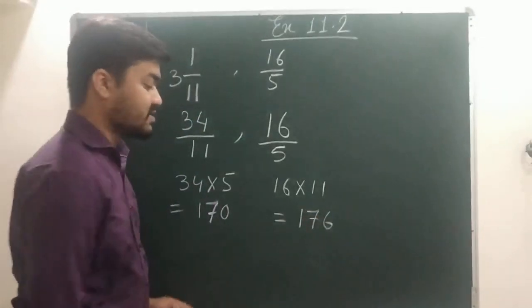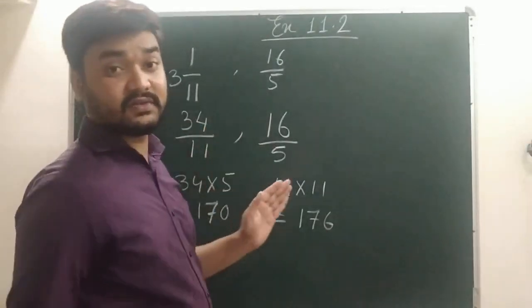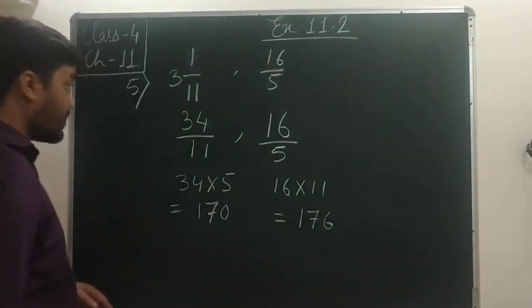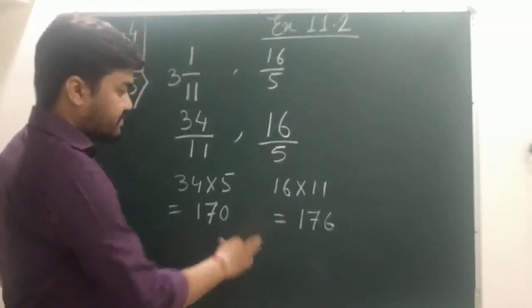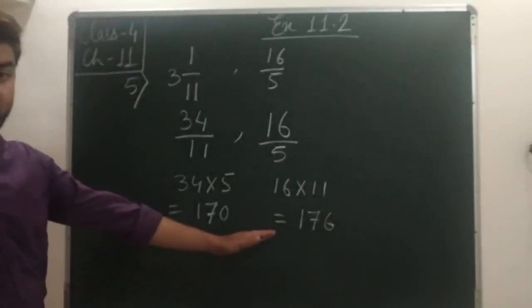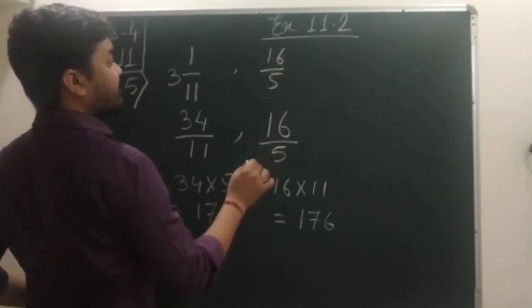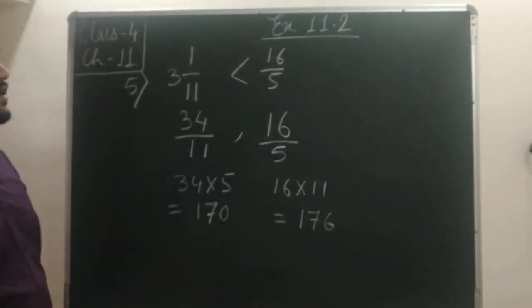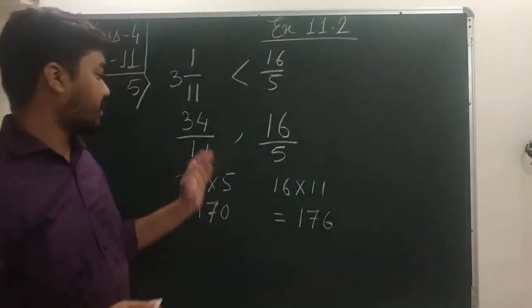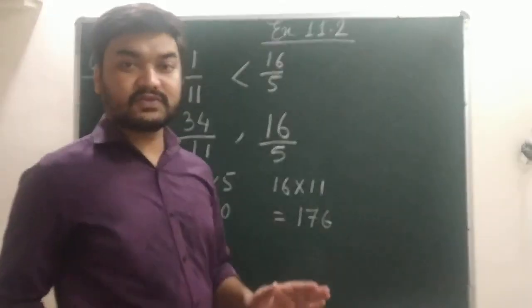Now you all can tell which is bigger and which is smaller, because we are comparing which is bigger and which is smaller. Okay. So which part is bigger? We have to compare it. This part is bigger, meaning 16 by 5 is bigger than 34 by 11. Okay. Hope you all have understood.